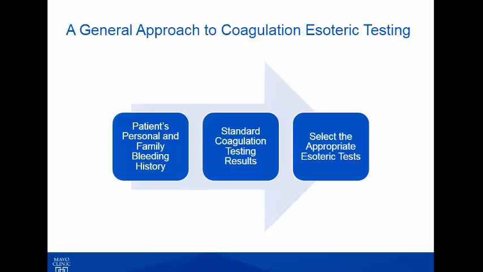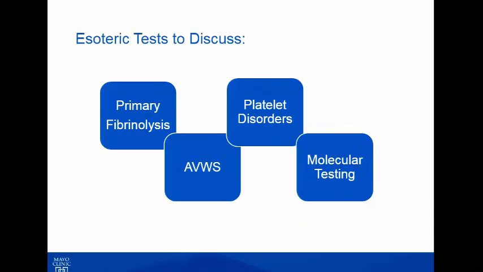So my general approach is to start with reviewing patients' clinical, personal, and family bleeding history and concurrent disease, and then do the standard or routine coagulation testing, accumulate the results, and move to the next stage, which is to select the pertinent esoteric testing. Today, based on our experience with requests for esoteric testing, I'm going to describe four subtopics: primary fibrinolysis, acquired von Willebrand syndrome, platelet disorders, and very briefly, molecular testing.